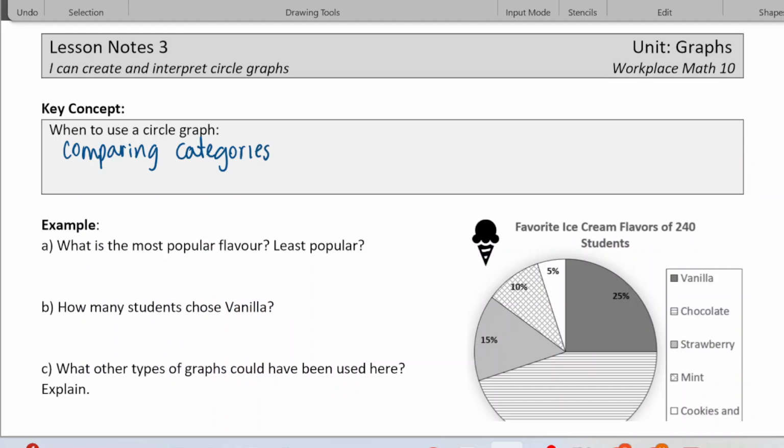Especially when your categories make up a whole number or a total. So if it's easy to turn your data into percentages. You don't want to use a circle graph when you're looking at data over time, for example. That would be good for a line graph. But when you have a total number and you can calculate percentages, that's when a circle graph is really good.